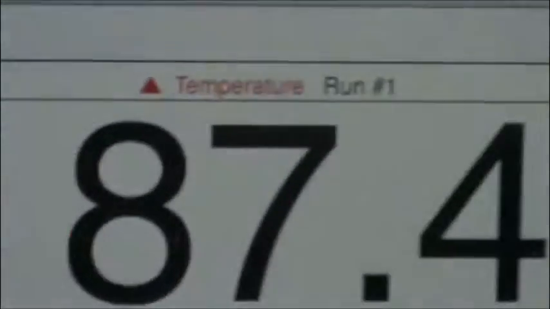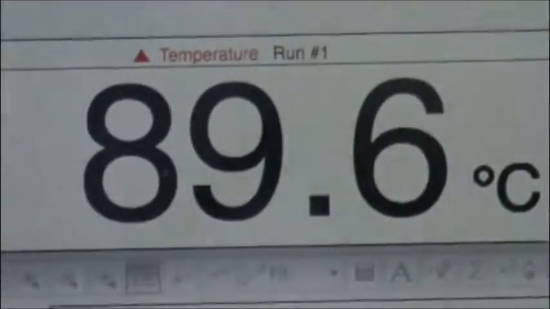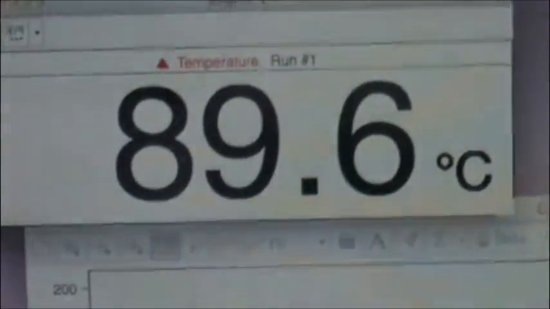Hurry up! Let's clean this up. Watch it go up. But we need to clean up. 87, 88, 89. Let's stop. Press stop.